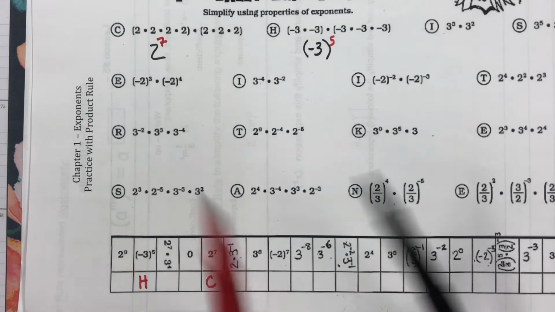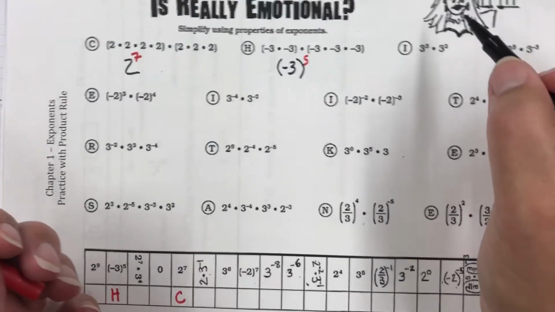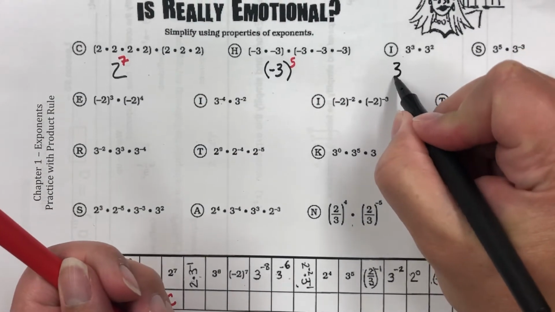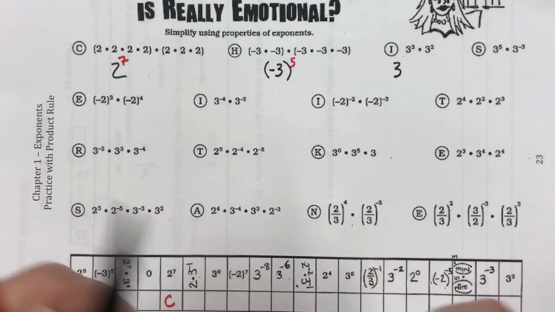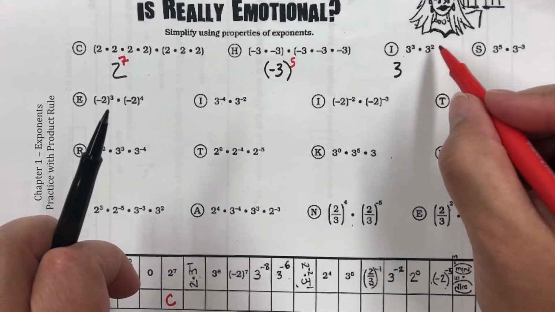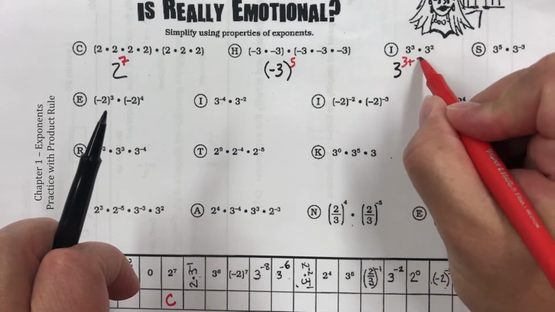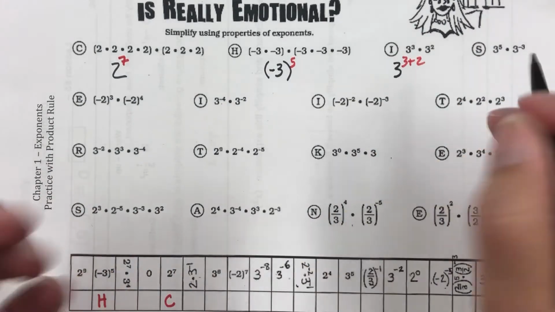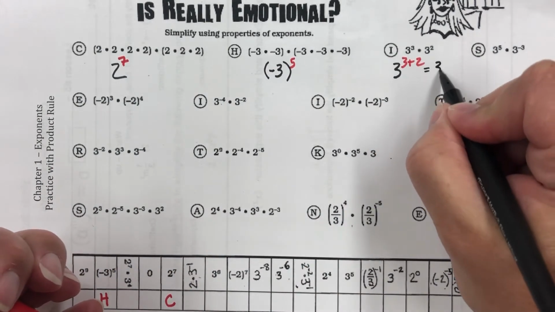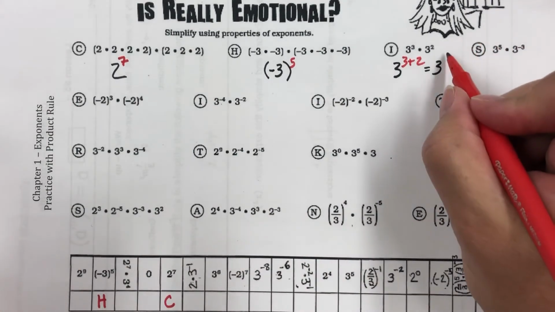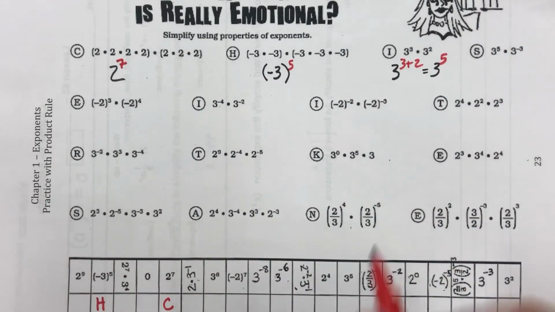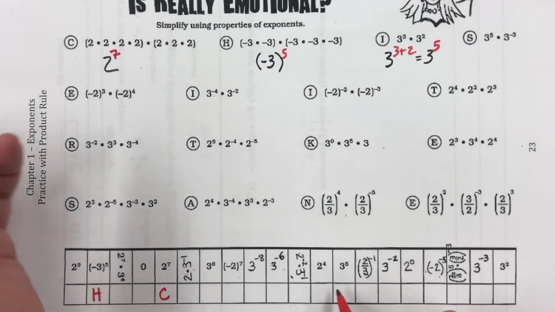All right. This one is so much better. I like this so much. 3, and then I don't have to write everything out. I just can add the exponents, 3 plus 2, and get 3 to the 5th power. So I like that. And that is positive 3 to the 5th power, which is down here, letter I.